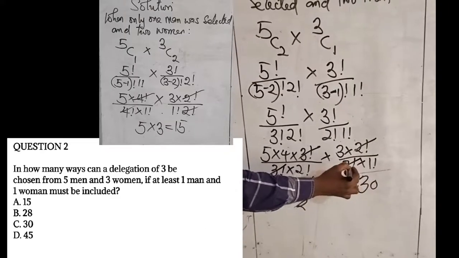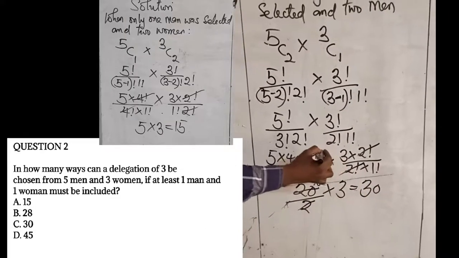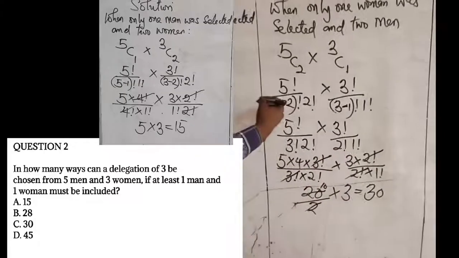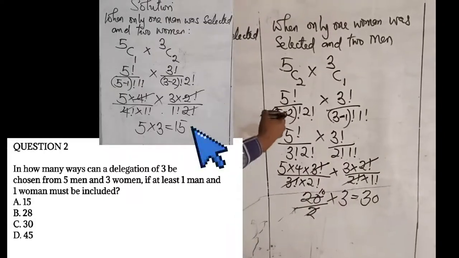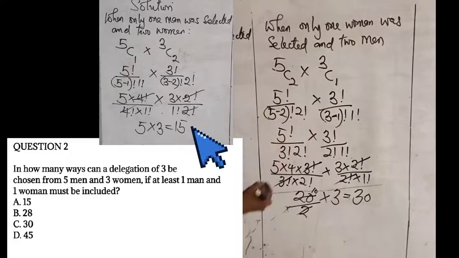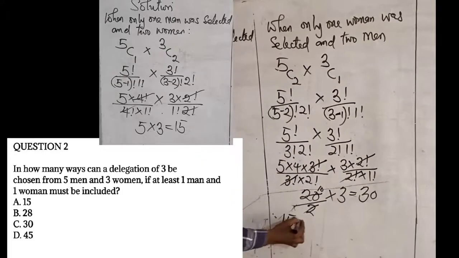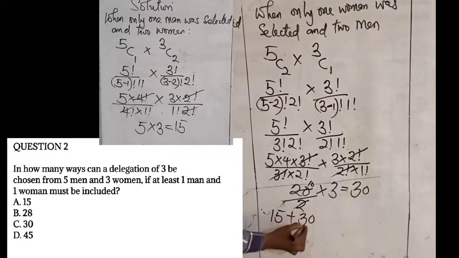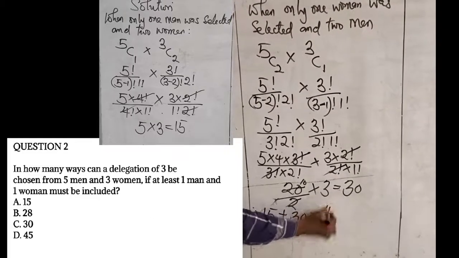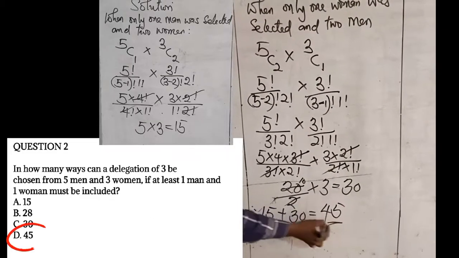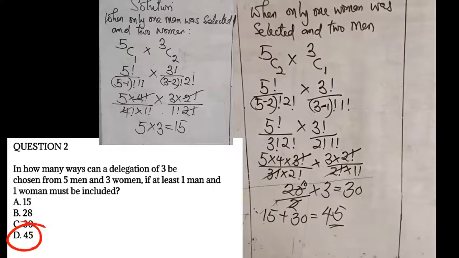So the final answer will be the 2 conditions: the one we saw before, when only one man was selected, plus when only one woman was selected. So the final answer becomes 15 that we got before plus 30. So the answer becomes 45. This becomes the correct answer.